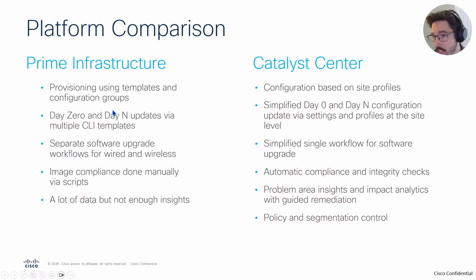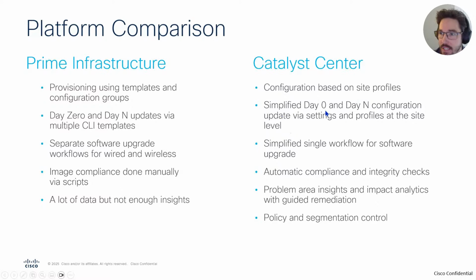So what are the differences between Prime Infrastructure and Catalyst Center? They both have been around a while. Prime Infrastructure has been around a lot longer, and Catalyst Center is more modern. It has a lot more capabilities, a lot more features, and it can perform a lot more things. And when it comes to managing your network, it makes it a lot easier to do so, because now our configuration is based on site profiles. All of your configuration is based on sites by a global level.